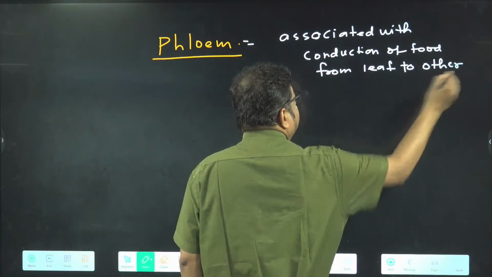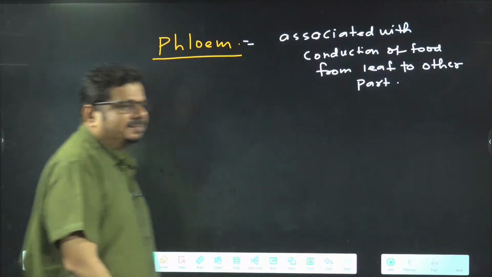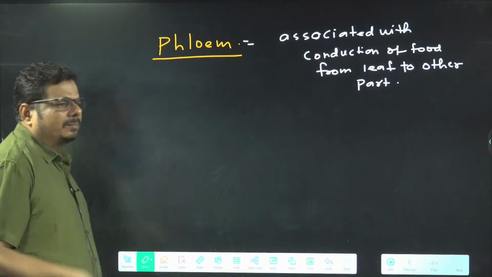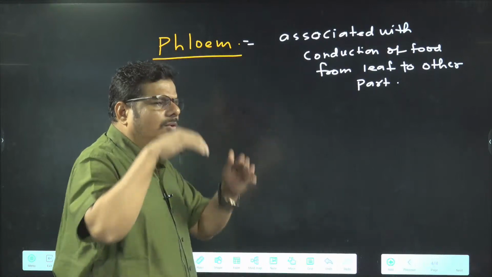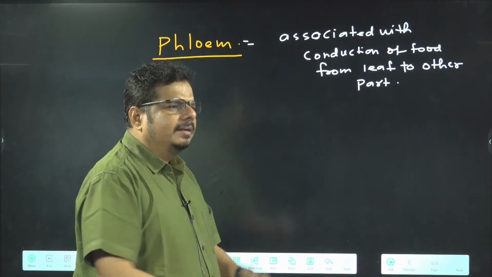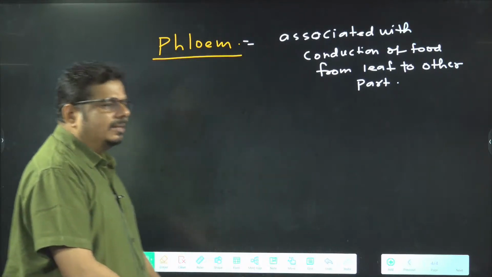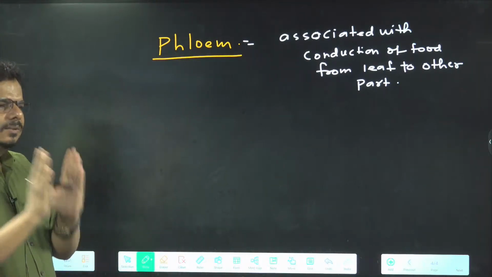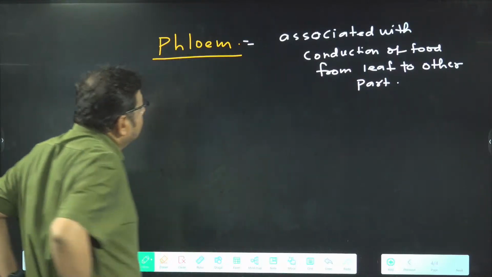Otherwise, when I teach physiology, I will say source to sink, but I am not using the term here, suppose some student is not aware of it. So I am writing, everyone knows food synthesis occurs in the leaf and food requirement occurs in every part of the plant. So leaf to other part. When we deal with physiology, we will talk about source to sink, and we will define both source and sink.